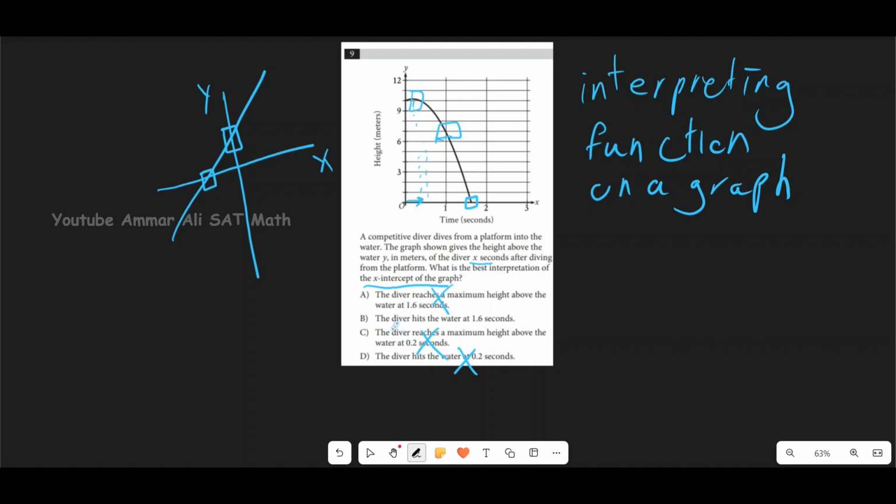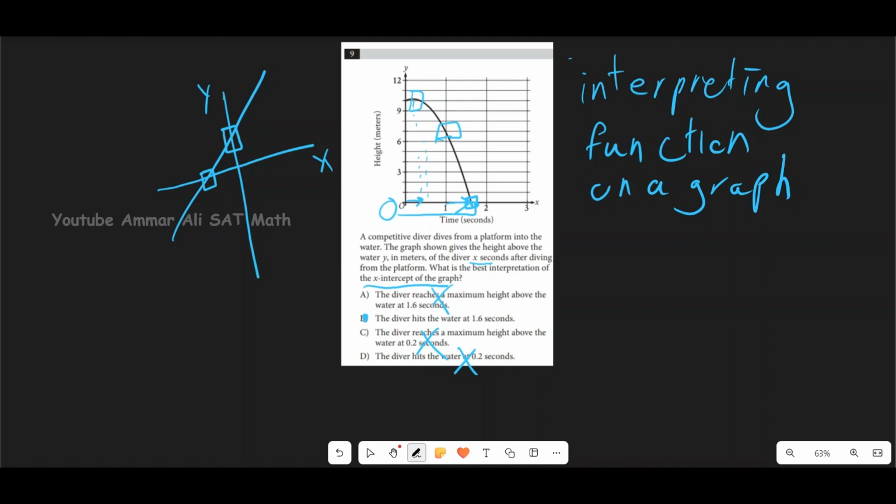So the only option that makes the most sense is B, because the diver hits the water at 1.6 seconds. This kind of looks like 1.6, and their height is 0, meaning they hit the water at this point. So we know this one makes the most sense. So there you have it. That's all you had to do for this question.